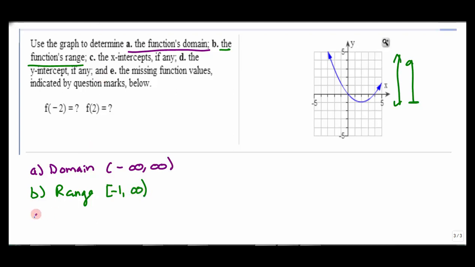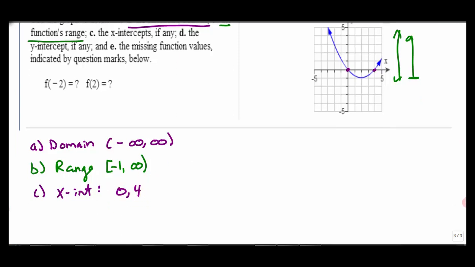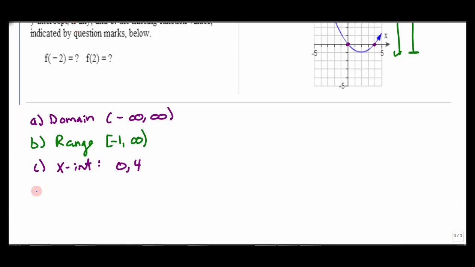Next, we're also asked to find x-intercepts. Now when we're asked to find x-intercepts, they will either ask you to list them as an ordered pair, or they'll ask you to just enter the values. So for this example, they just want the x values, not an ordered pair, but you need to always look at those. Well, the x-intercept is right here at the origin at 0, and here's the other one at 4. So our x-intercepts here are 0 and 4. And again, I'm not listing these as ordered pairs, they're just values on the graph for x. Okay, part D.